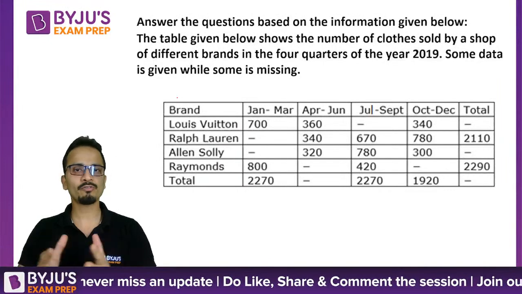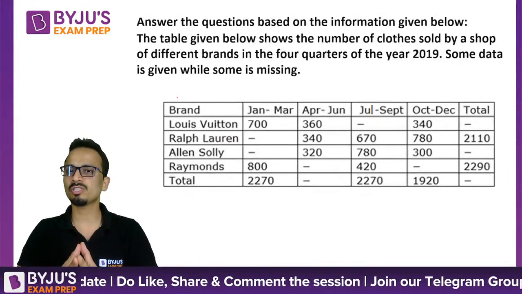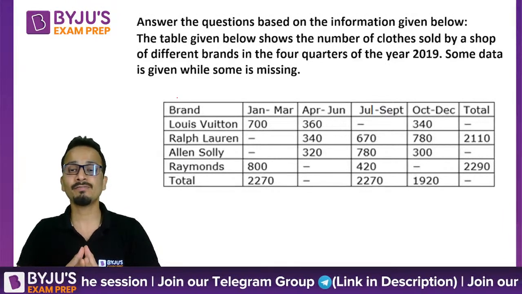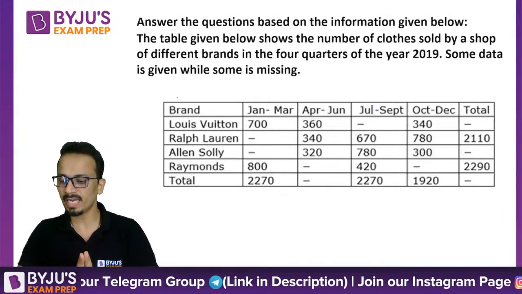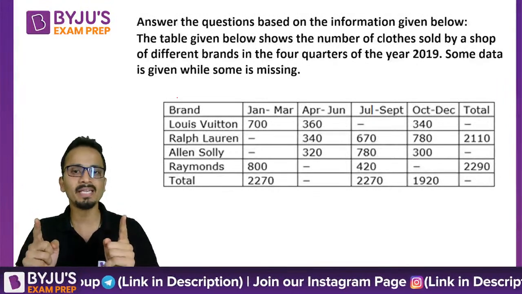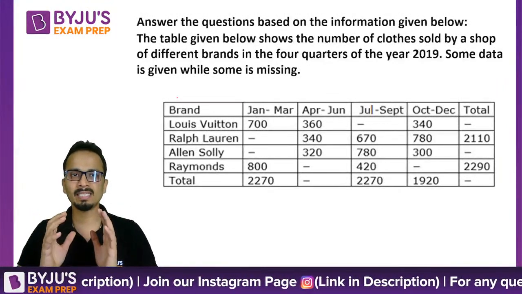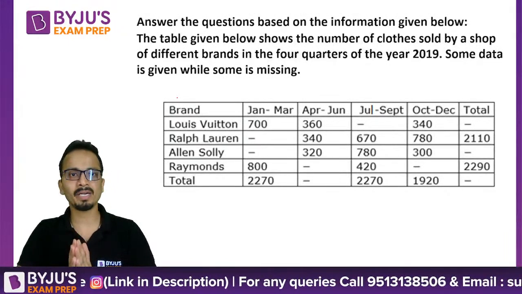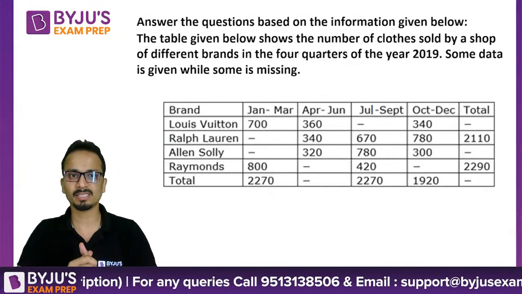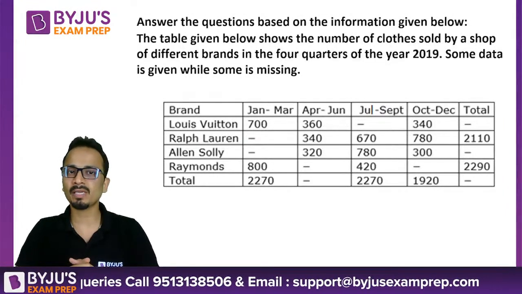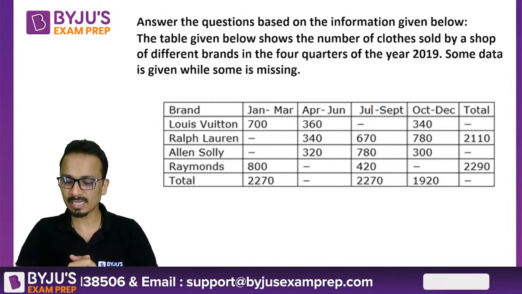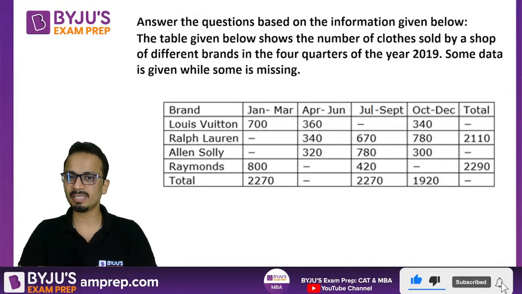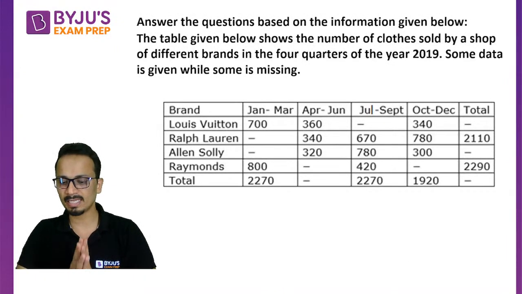The table in front of you says that the table given below shows the number of clothes sold by a shop of different brands in the 4 quarters of the year 2019. So the entire year of 2019 is divided in 4 quarters, and the table gives you the number of clothes sold by a particular shop of different brands. Now some data is missing and some data is given. You just need to fill in the missing data in this table and then I'll take you to the questions.